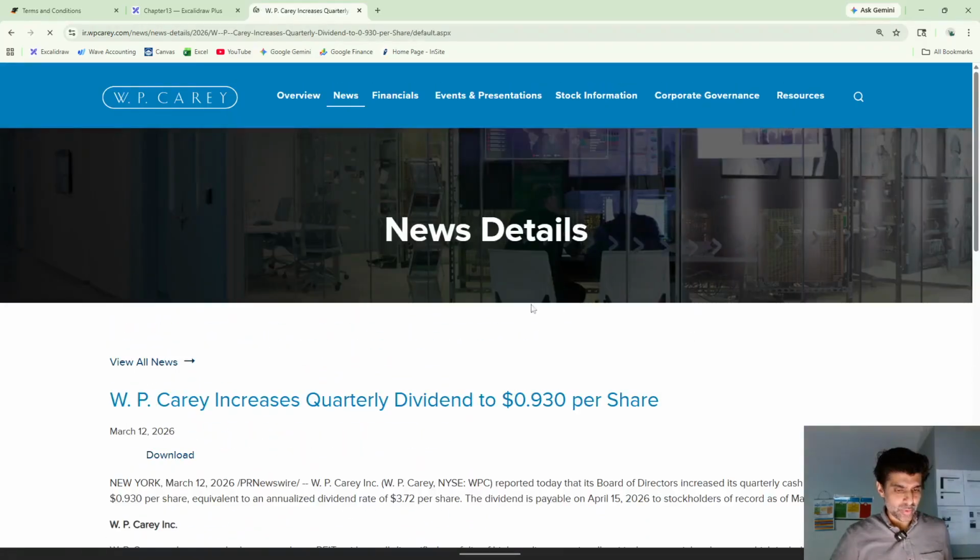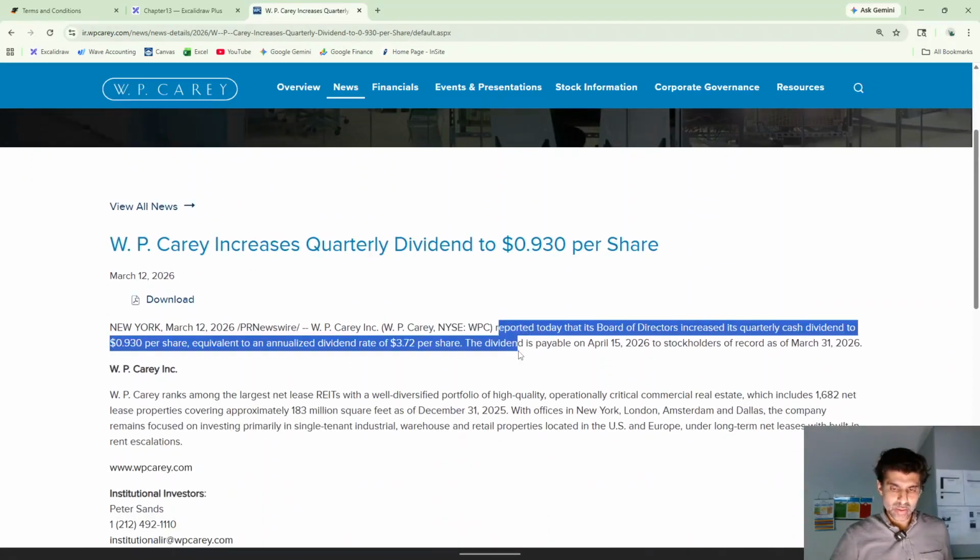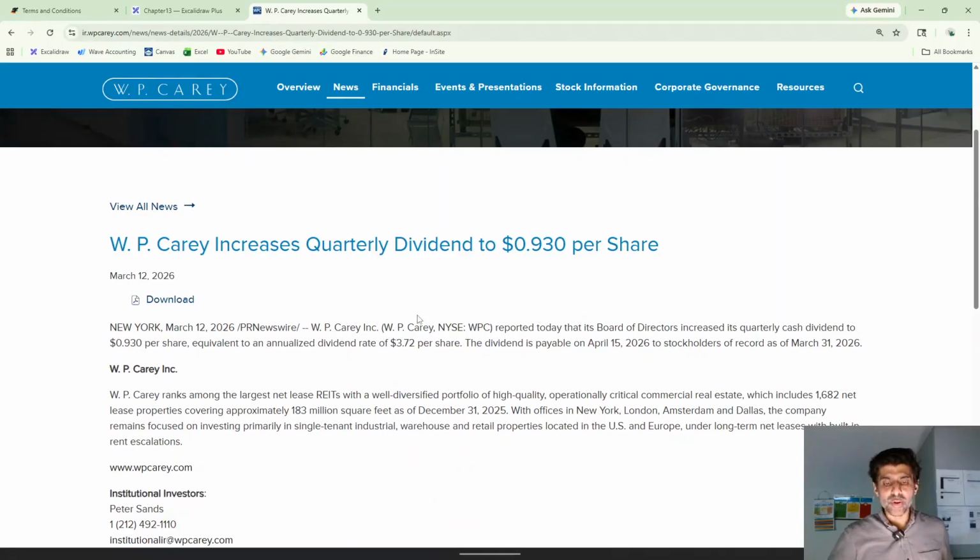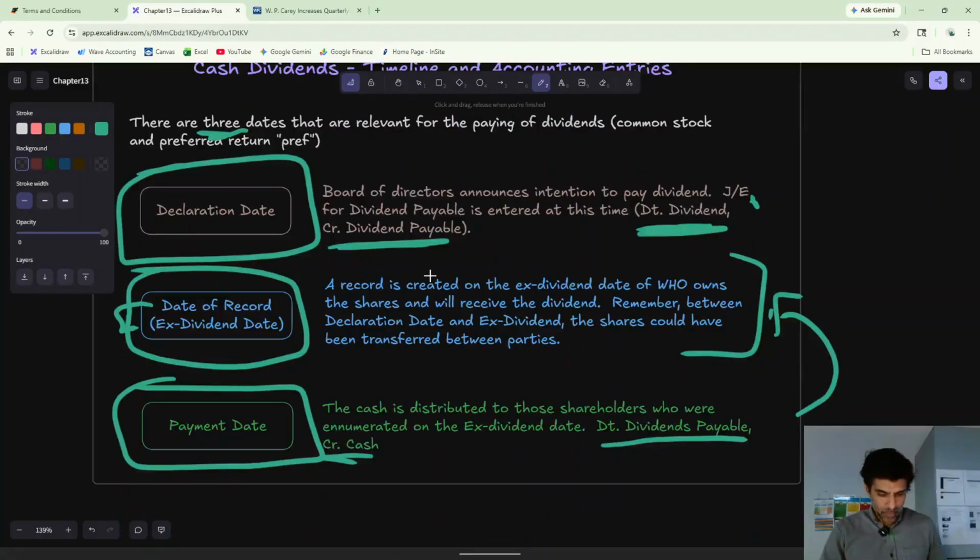Here's one example. There will be some press release that announces the dividend, or some way that they're making it known that the dividend is going to get paid. Any questions?